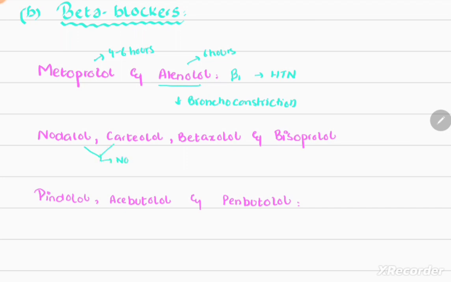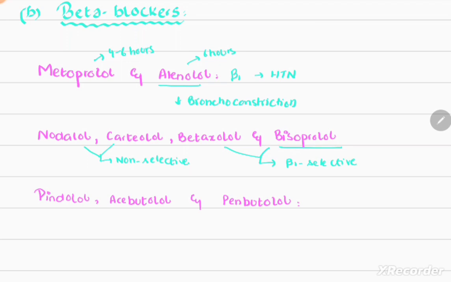They are not very commonly used in practice, and they are not metabolized but excreted to a considerable extent in the urine. Betaxolol and bisoprolol are beta 1 selective, and among these, bisoprolol is most widely used as compared to betaxolol. Nadolol is usually begun at a dose of 40 milligrams, and betaxolol is given in a dose of 10 milligrams.